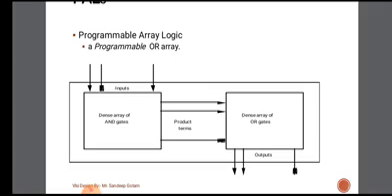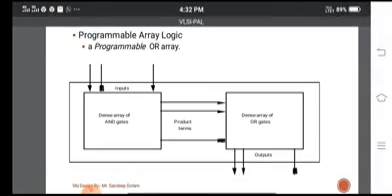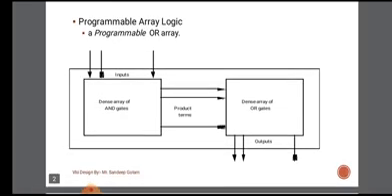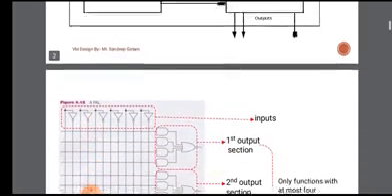If we use two inputs, A and B, when passed through the AND gate we get output A dot B, and when passed through the OR gate we get output A plus B. So the product term is inserted into the OR gate array, which here is a programmable OR array. In PLA we use a fixed OR gate array, but in PAL the output is obtained through a programmable array logic.